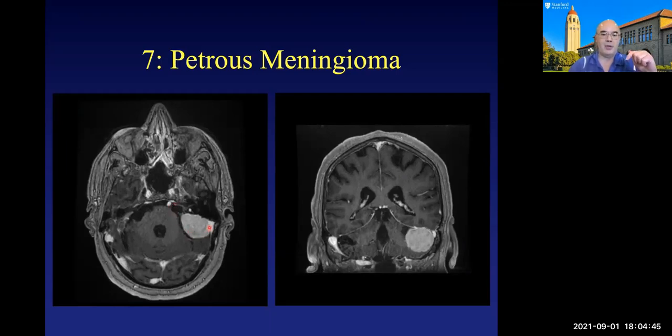So how do you manage the Petrous meningiomas? If they're very small, you can observe them. If they're small to medium and not causing a lot of problems, radiation's a good option. If they're larger, we consider surgery.